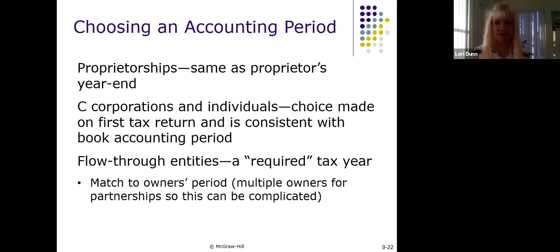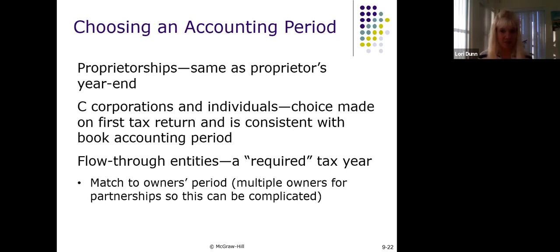C corporations and individuals choose, they make a choice. So C corporations are non-S corporations. And they make that on their first tax return, and it is consistent with how they do their financial statements, their book accounting period.